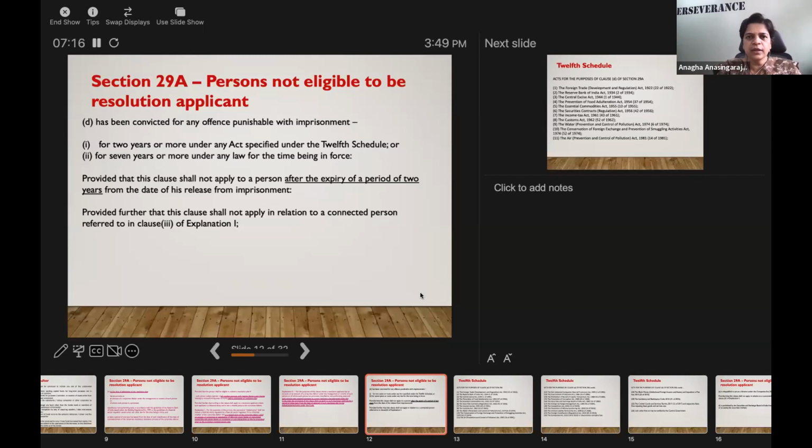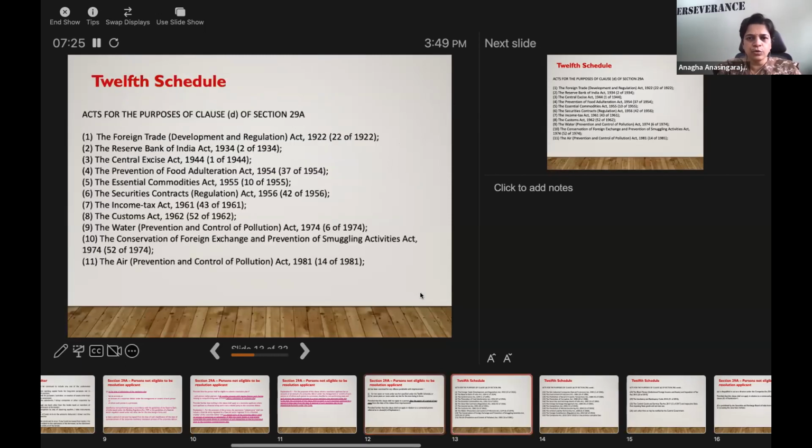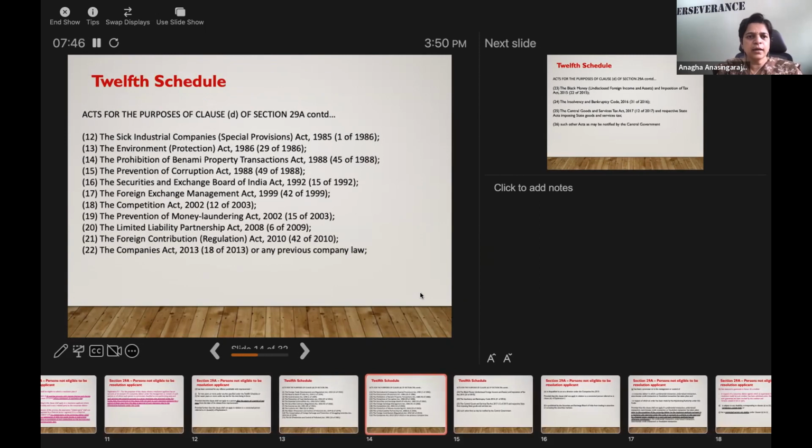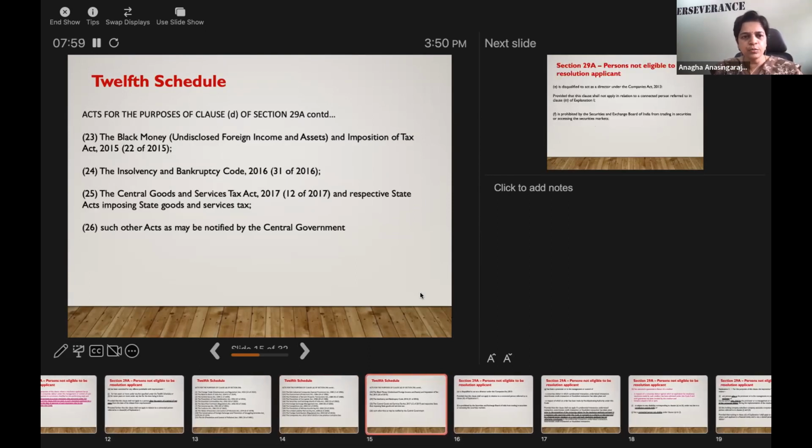Now, there are certain acts which are given in the 12th schedule. For those acts only 2 years or more imprisonment is relevant, and for any other act 7 years or more is relevant. So this is just a list of the acts in the 12th schedule. Generally all of the Foreign Trade Act, the RBI Act, the Essential Commodities Act, SCRA, Income Tax Act, Customs Act, the Pollution Control Act, the COFEPOSA, then SICA, Environment Protection Act, Benami Property Acts, SEBI, FEMA, Competition Act, Companies Act, LLP Act, FCRA, all those acts are covered. So anybody who has been convicted under these acts for a period of 2 years or more will be disqualified.